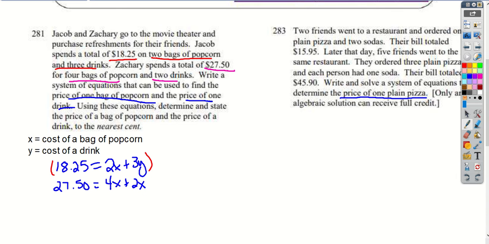I think it's easiest to look at it in terms of the x's. I only have to change one equation. So we're going to multiply this by -2, and then we're going to get our answer here. So we're going to get 36.50.